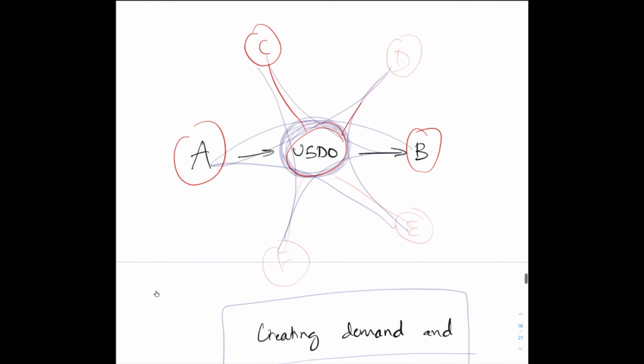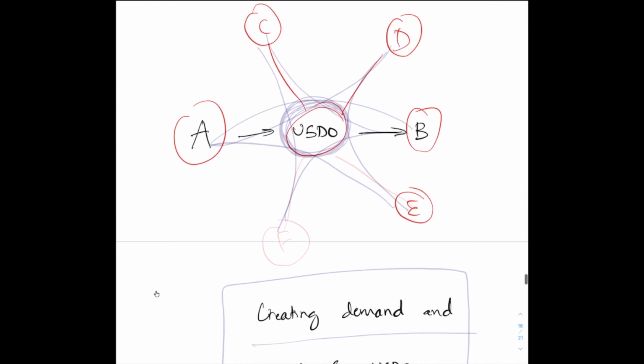That could be D, E, F, any number of tokens which can be added, and you can always create any LP. You can go from, let's say, D to E, but it always goes through USDO. You can go from B to F, you can go from B to C, you can go from A to B, you can go from D to A, but it always goes via USDO, which means it effectively drives native demand for USDO, and it always treats USDO at $1.